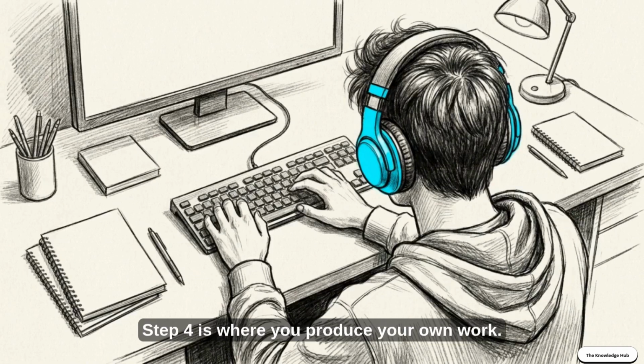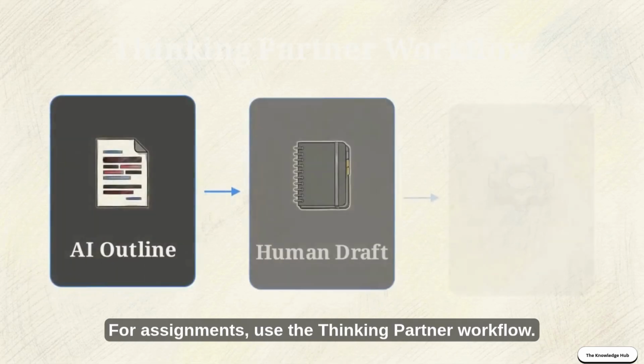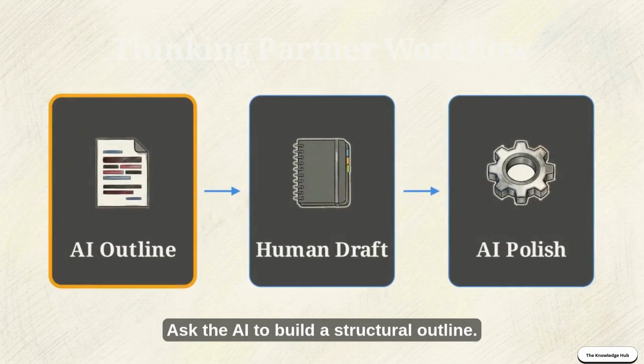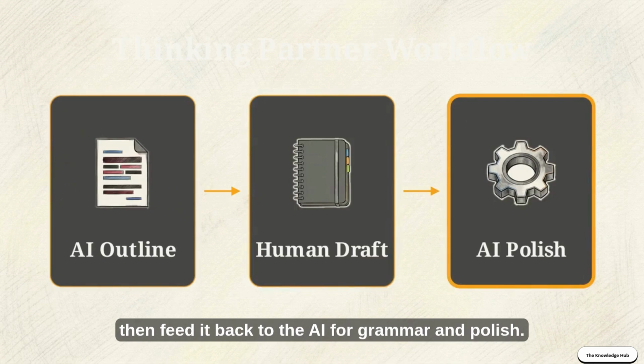Step 4 is where you produce your own work. For assignments, use the Thinking Partner workflow. Ask the AI to build a structural outline. Write the draft yourself using that roadmap, then feed it back to the AI for grammar and polish.